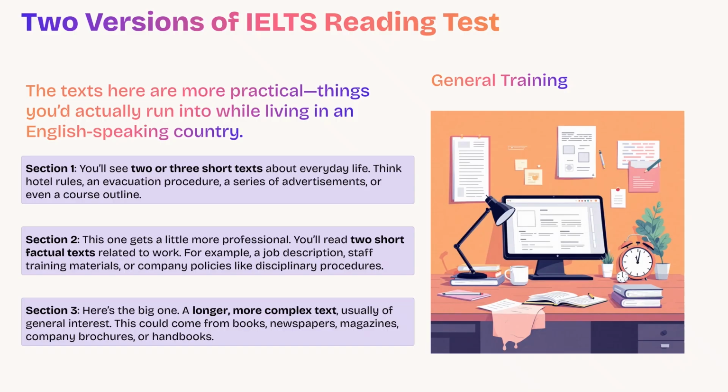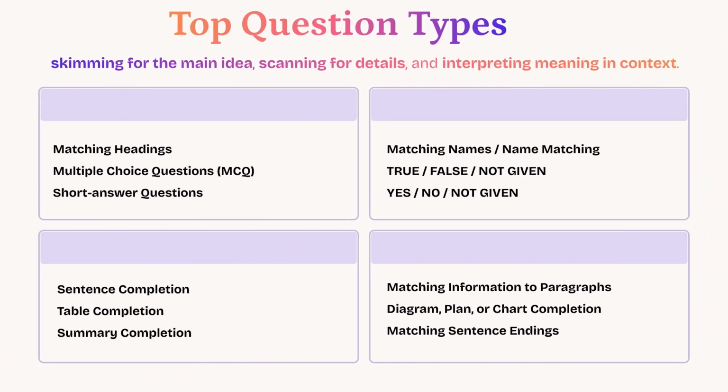And the last one, section 3. Here's the big one, a longer, more complex text, usually of general interest. This could come from books, newspapers, magazines, company brochures, or handbooks. So, while academic reading tests your ability to handle academic style writing, general training reading is about survival skills in real world English. From reading signs and ads to understanding workplace documents and longer texts. Okay, great. So far so good. But now let's talk about question types.